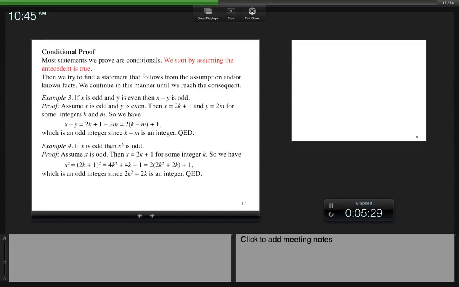So the technique here is, you simply start by assuming that the antecedent is true. So let's just assume that whatever hypothesis you have is true, and then from there you do a series of derivations until you reach the consequent statement.